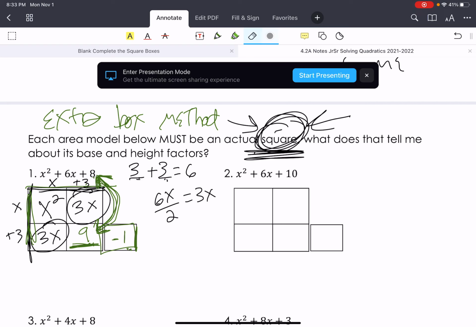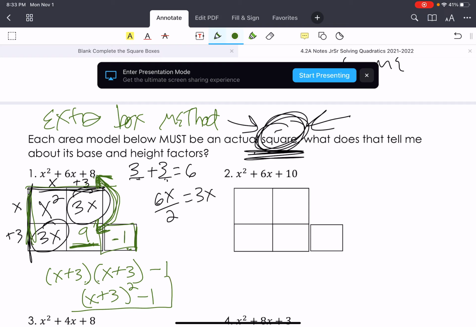Now, if I was going to write this all together, then what I would do is I'd have my two factors from my box method and my extra box. But here, these are the same thing times itself twice. So I can write that as it's squared, and this is what the vertex form looks like.